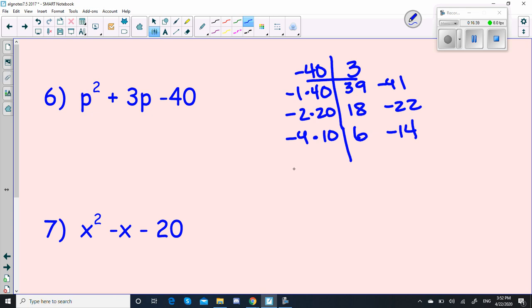So let's try 5. How about negative 5 times 8? If I add them, I get 3. I found it. That's it right there. Okay, as soon as I find it, I stop listing the values. I don't need any more.